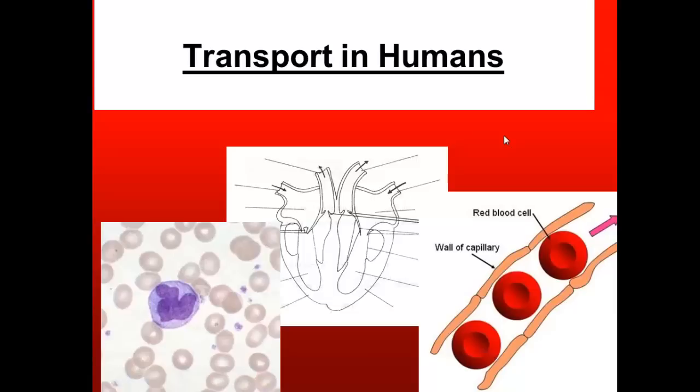And how's it going to get there? Well, it's going to get there from the lungs, if it's oxygen, via the blood. And if it's glucose, it's going to get there from the intestines, via the blood. And that's what we're talking about now. And of course, we mustn't forget that we've got to get rid of all that carbon dioxide from respiration as well. And that's got to get to the lungs via the blood.